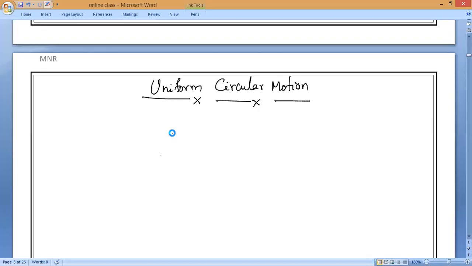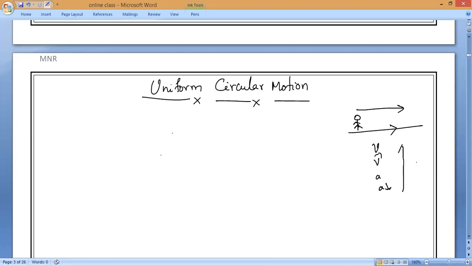So as we know, till now we have been seeing a body traveling in a straight line. Is it yes or no? When the body is traveling in a straight line, we have studied what is the speed of the body, what is the velocity of the body, what is the acceleration of the body, and what is the deceleration of the body. This is all we studied for a body which is traveling in a straight line. Is it yes or no, guys?